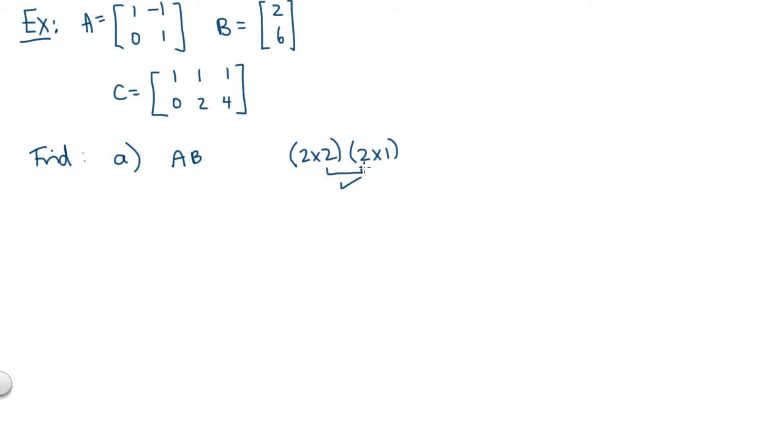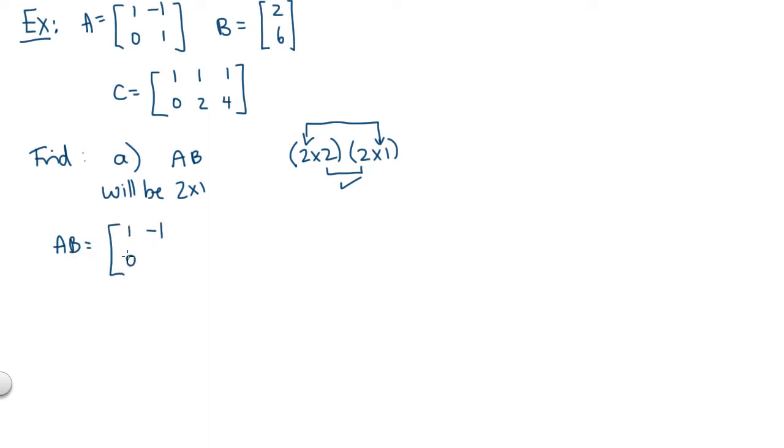So that means we will be able to do this calculation. And if we cover up these two inside numbers here, what we're left with is a 2 by 1 matrix. So AB will be 2 by 1. Well, let's figure it out.